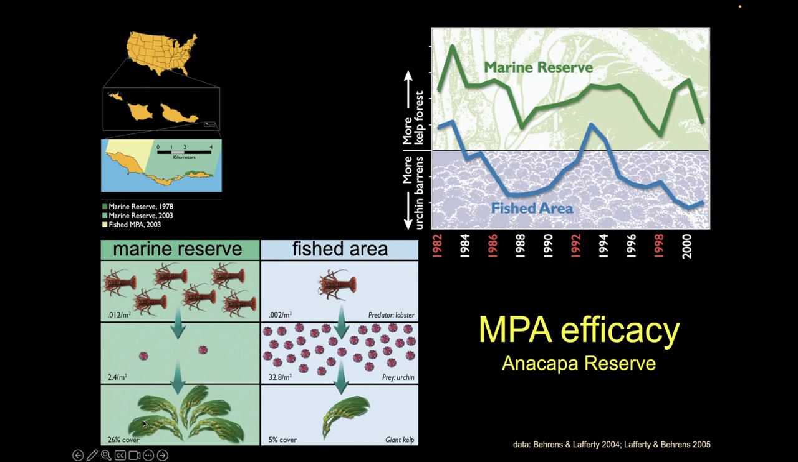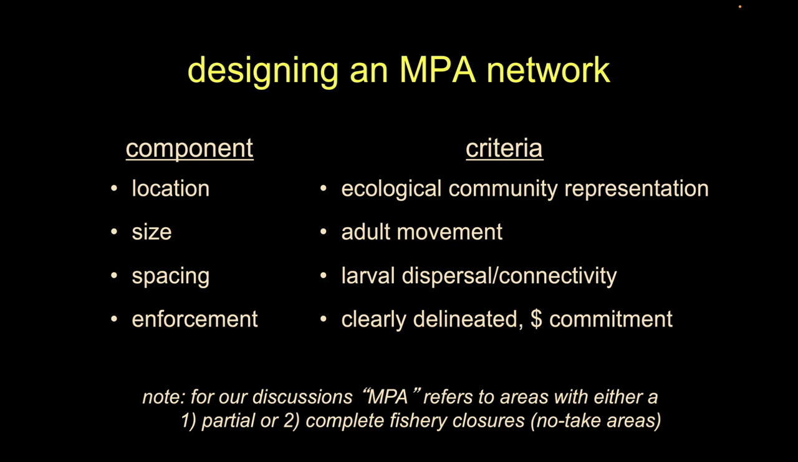And in the case of kelp, because kelp is a foundational species, a keystone species for this ecosystem, that means we have all these other things that are unrelated to lobster. We have more fish hiding in the fronds, and we have more other critters, all that kind of good stuff. So from Anacapa, we have some ideas.